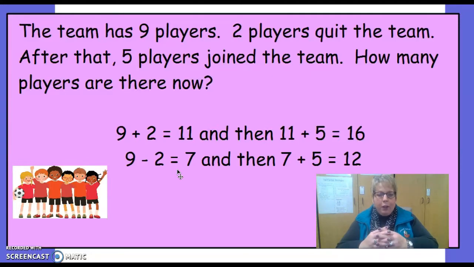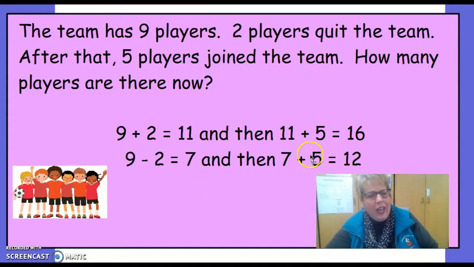As we look up at our math problem, it also says that later 5 players joined them. So we now know there are 7 and 5 more come onto the team and join them. If they join, that means they come to them. And again, as we look at our choices, it would make sense that 7 plus 5 would equal 12 then.